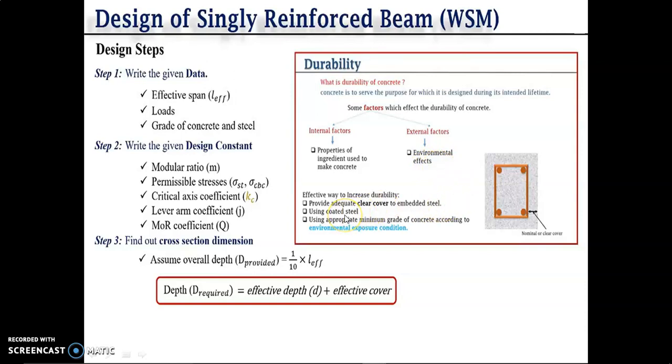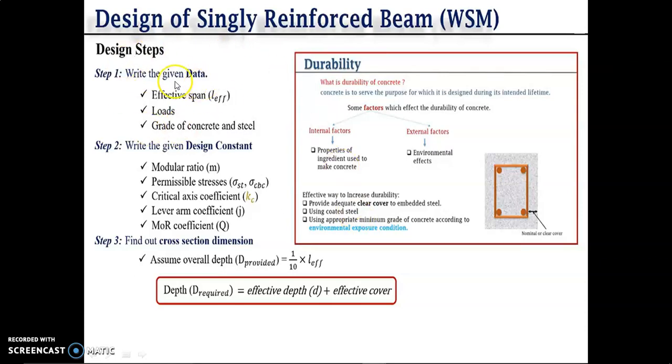So how do we increase the durability? For that we have to provide the clear cover to embedded steel, use coated steel, and use the appropriate minimum grade of concrete according to environmental exposure condition. Here the term environmental exposure condition comes. You will find this in your code IS 456-2000, where different exposure conditions are given, and for each a minimum grade of concrete is given which we take up.